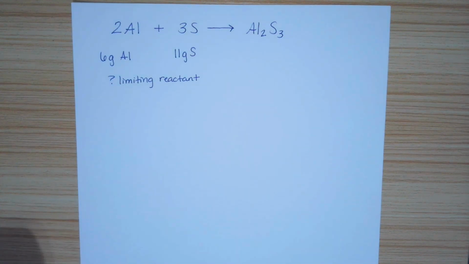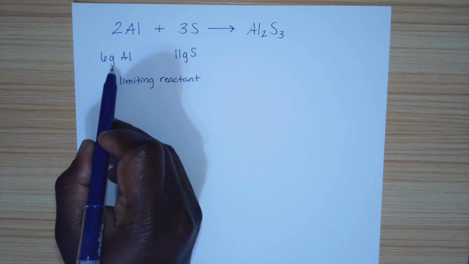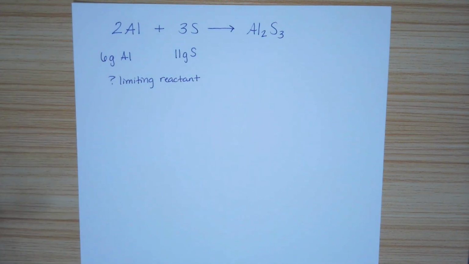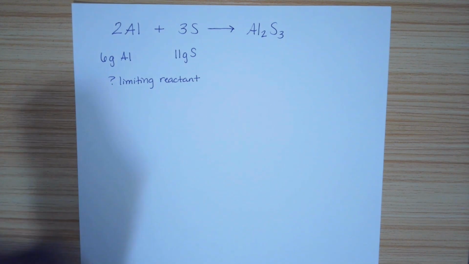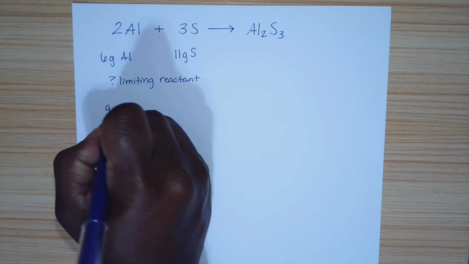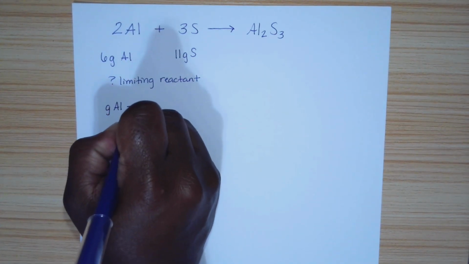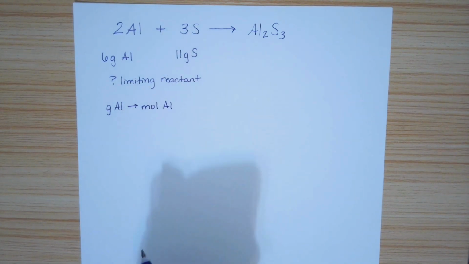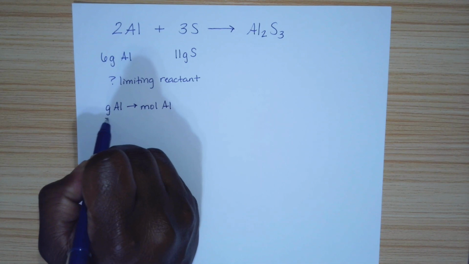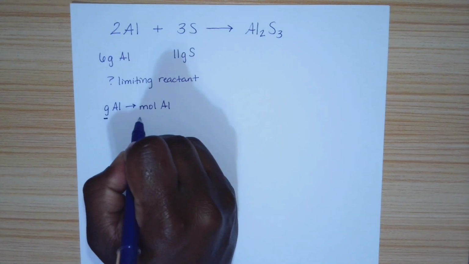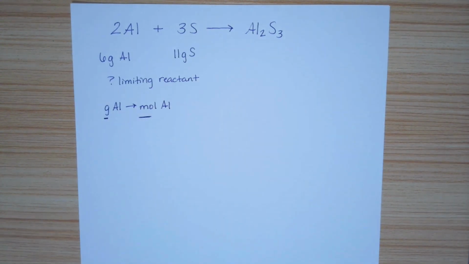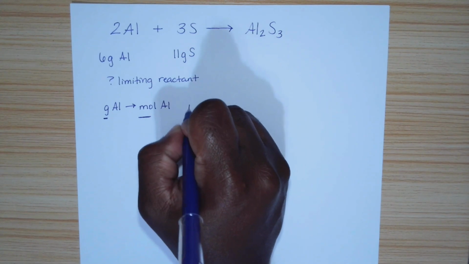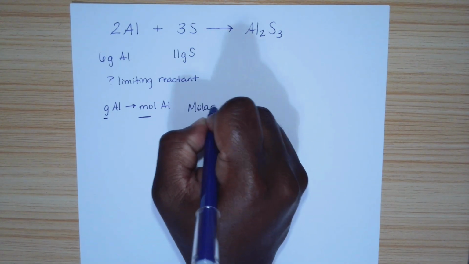And in order to do that, again, we have to compare the moles. But right now you're given grams. So you have to think about the relationship between the gram and the mole. In other words, how can you convert your grams of aluminum to moles of aluminum? In order to compare the grams of any substance to the moles of that same substance, you have to use what's called the molar mass.